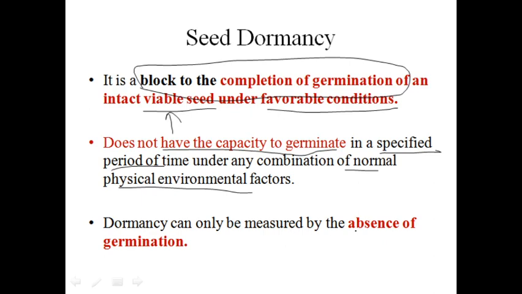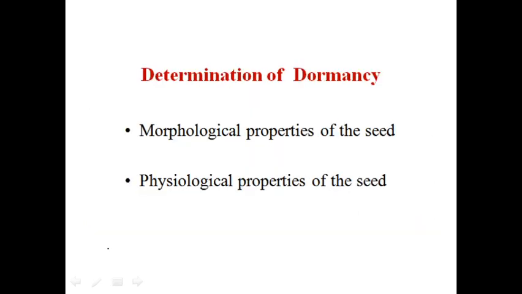This is measured by absence of germination. That is, dormancy is nothing but the block or absence of germination. Then how is this dormancy determined? There are two major phases for its determination. First, that which is based on morphological properties, and second, that which is based on physiological properties of the seed.